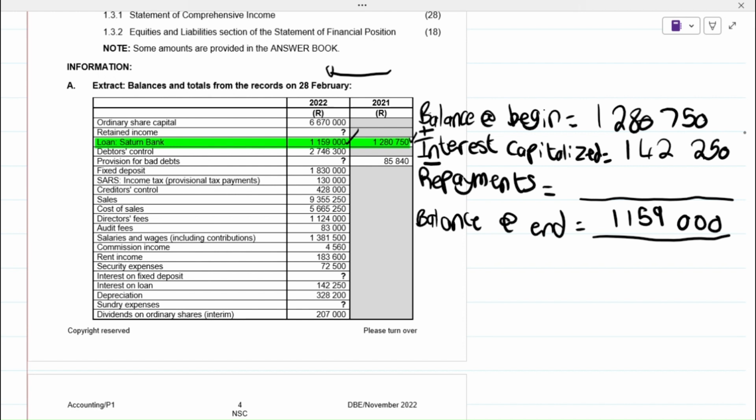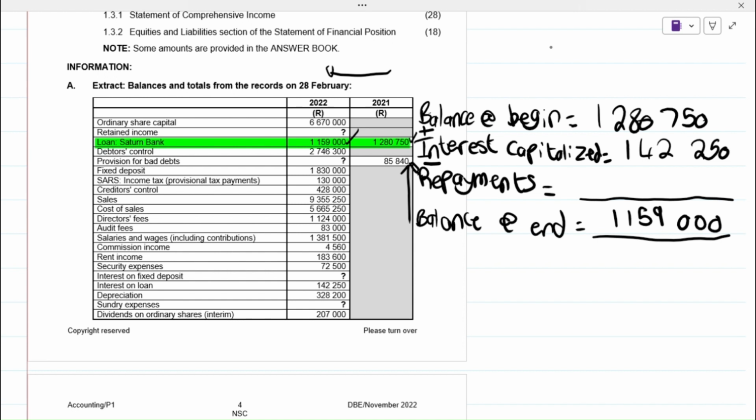So in accounting, we have this thing whereby if we are looking for something which is in the middle, right, within our calculation, and that's because now we are not using a T account, what we are going to do is that we are going to work backwards. And when you work backwards, basically the signs of everything will change.